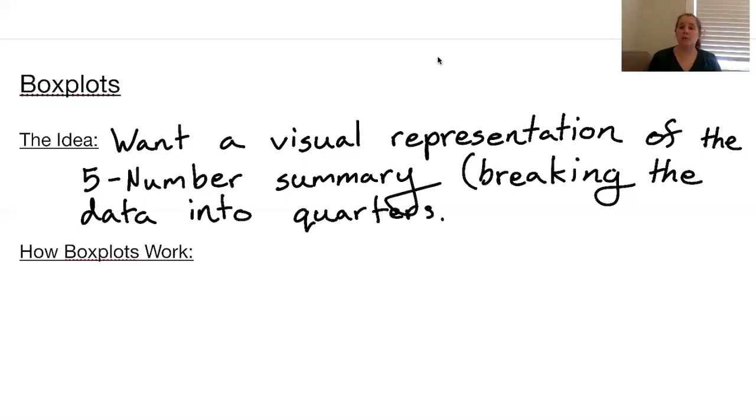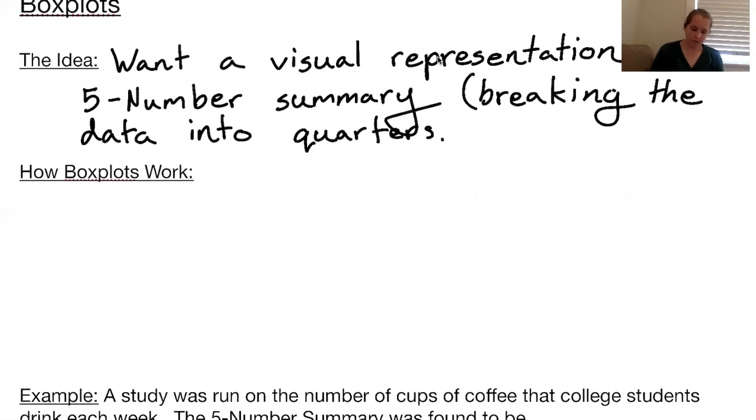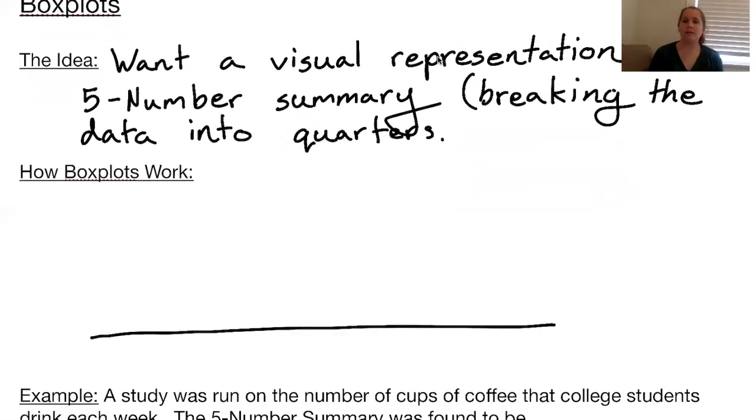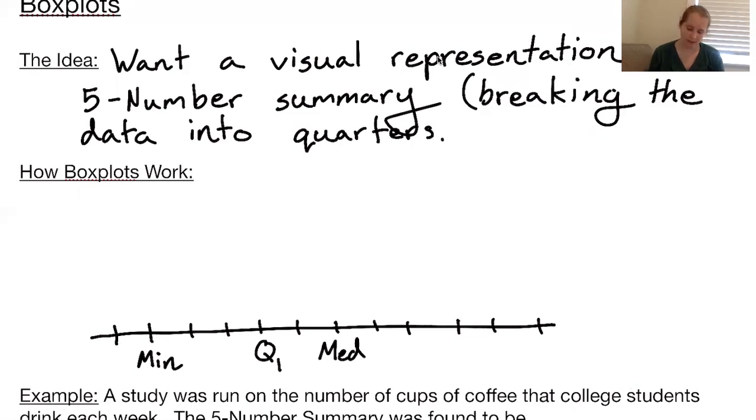The way that box plots work, we have a number line on the bottom, just like we had with dot plots. And then somewhere on that number line, we'll have our smallest value, our minimum. Somewhere on that number line, we can find our Q1. Somewhere on that number line, we can find our median. We'll do this with actual numbers in just a moment. Our Q3 and our max.